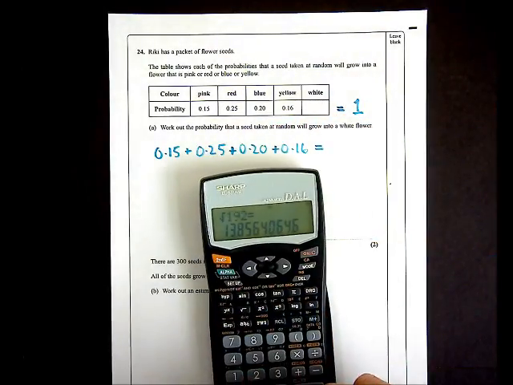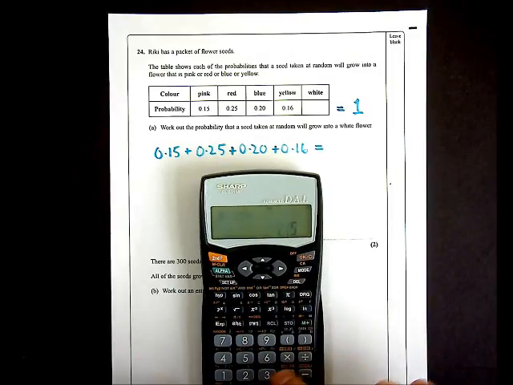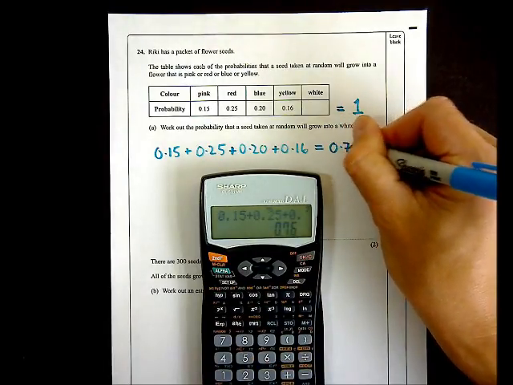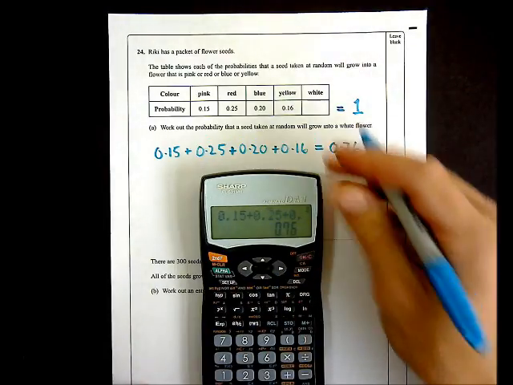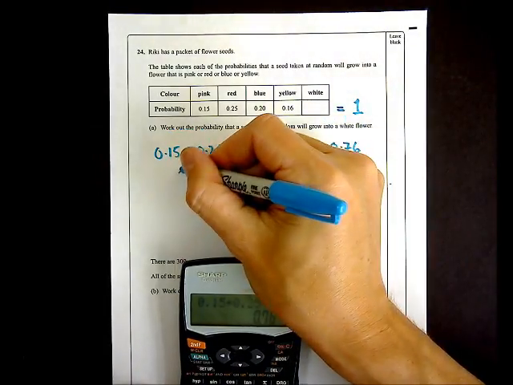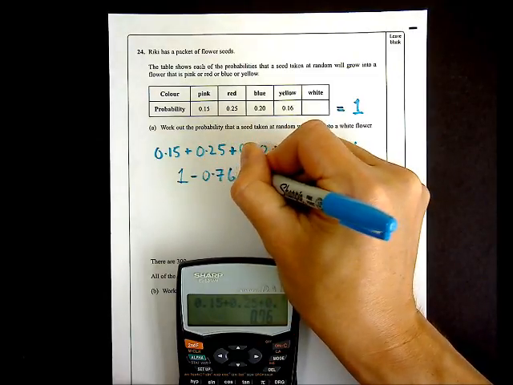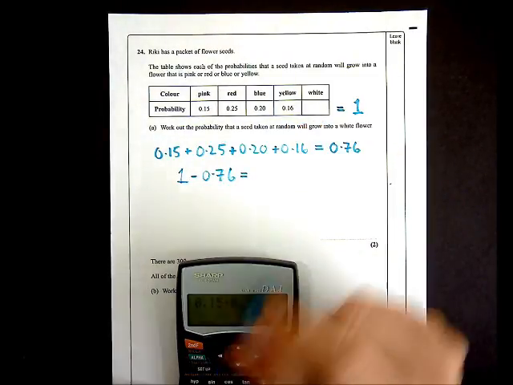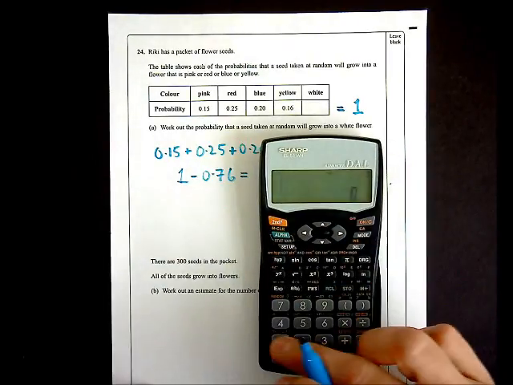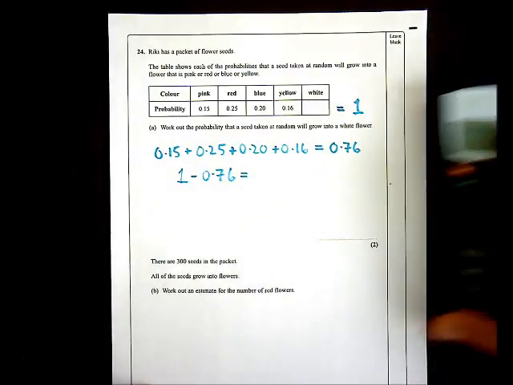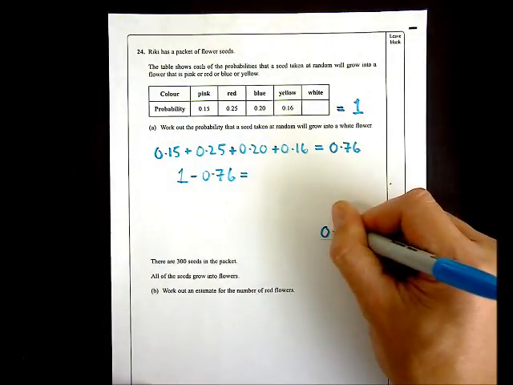So 0.15, add 0.25, add 0.20, add 0.16. And that gives me 0.76. And I need to take that answer away from 1 to work out the probability for white. So 1 take away 0.76 is 0.24. So the probability of white is 0.24.